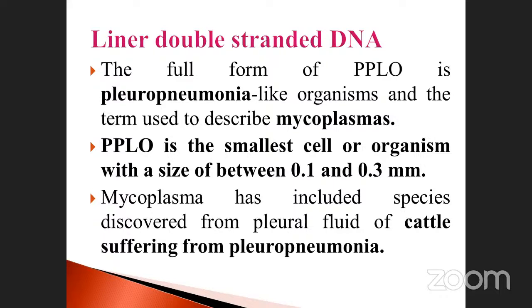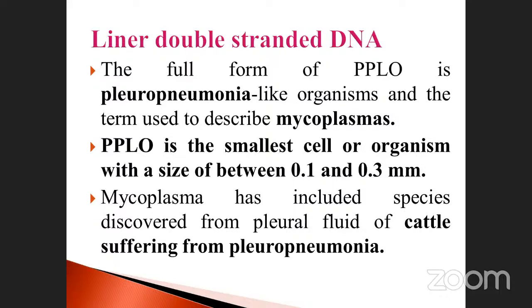And they also produce the blue baby. Those things also we already studied, isn't it? Don't forget, my dears. But just for the information, in this category, you must note it down. Linear double-stranded DNA molecule. The full form of PPLO is pleuropneumonia-like organisms, the term used to describe mycoplasmas. Mycoplasma general characteristic features.